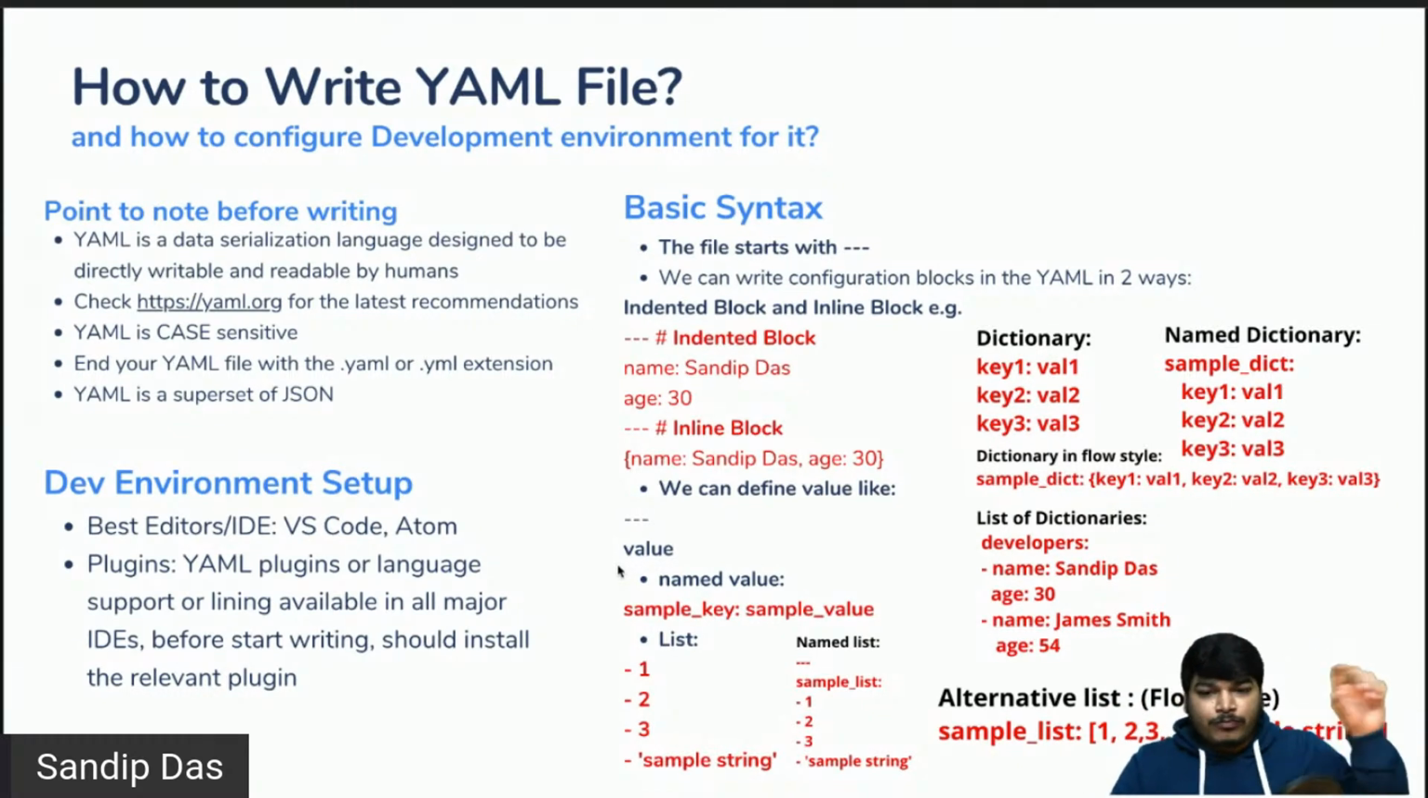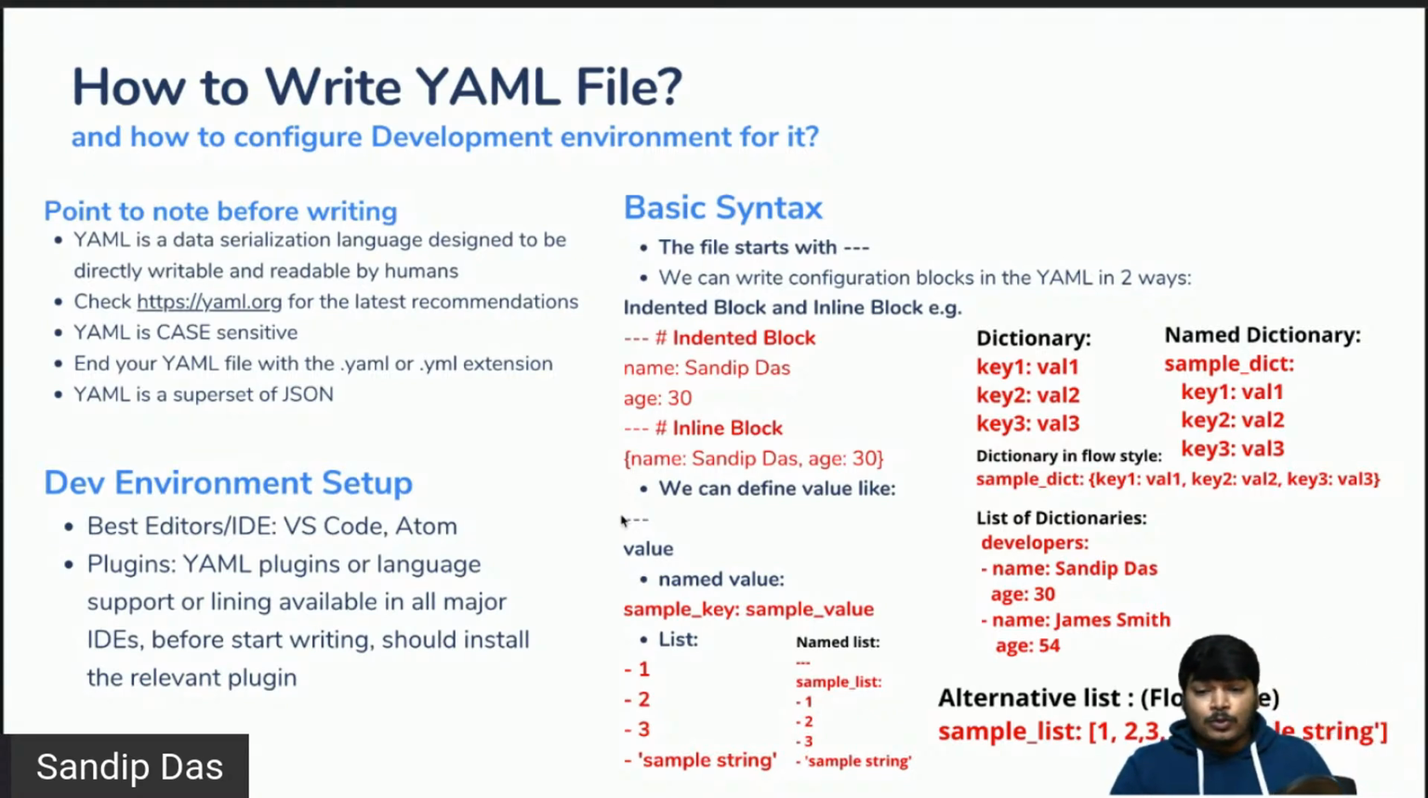And if you want to define that data in the YAML file, how will you do it? You have to use the dash. See, I've given 1, 2, 3, 4 and a sample string. That's how you can give the dash and give the value. So that will become the item array.